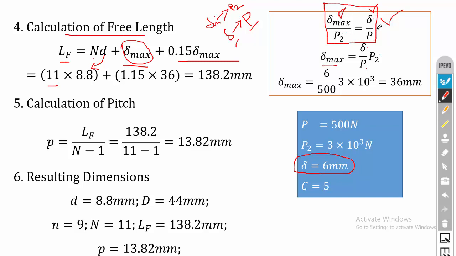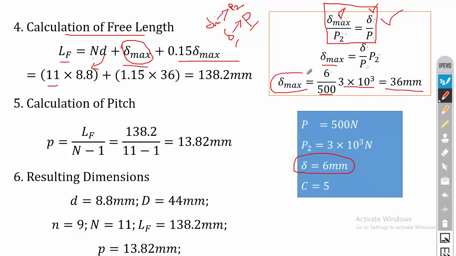So del max by P2 is equal to del by P. For P2 the deflection is del max, for P the deflection is del. If you want to calculate del max, bring the P2 to the right hand side. You know del, P and P2. So the del is 6 mm and P is the load range, that is 500. The P2 is 3 into 10 power 3. So the del max is equal to 36 mm.